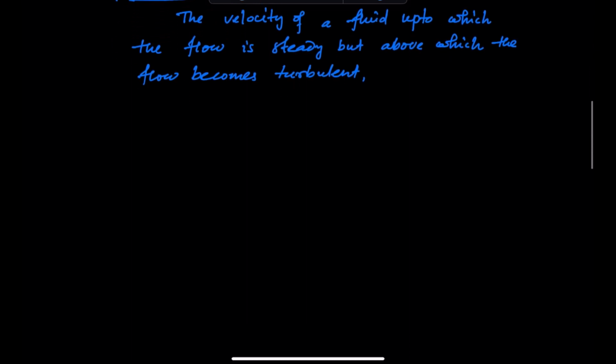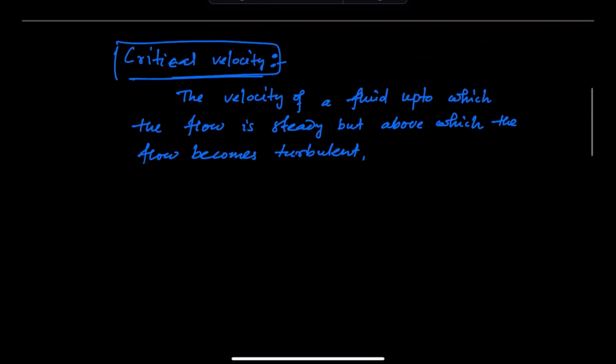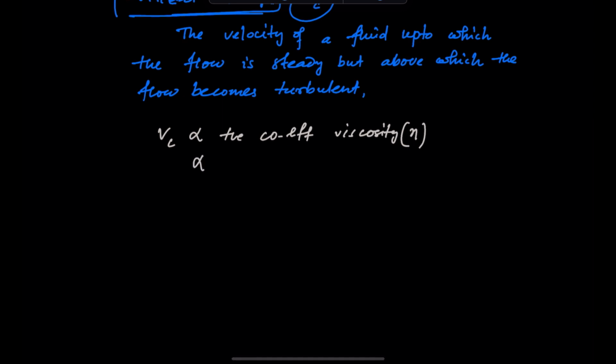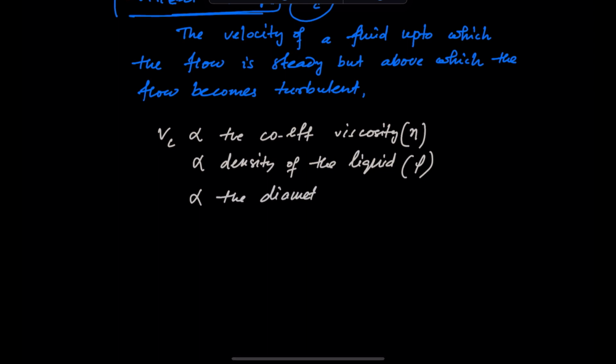The critical velocity can be expressed, that is V critical, Vc. The expression of critical velocity actually depends upon three factors, suppose a liquid is flowing through a tube. One is the coefficient of viscosity, which we will study in the chapter called viscosity, expressed by the term eta. It depends on the density of the liquid, let us use rho for it, and on the diameter, that is capital D, of the tube, right?